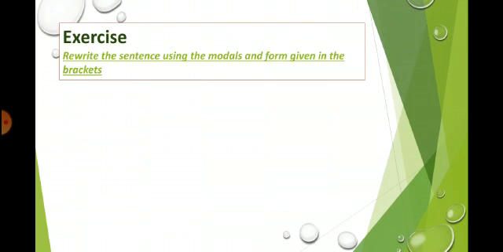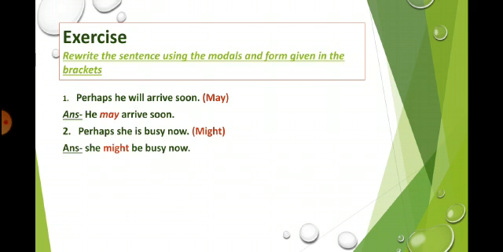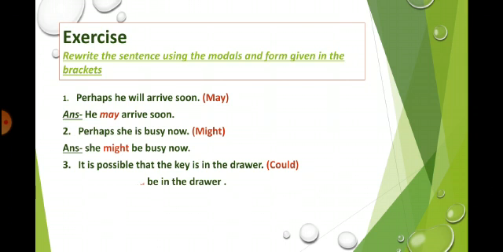Here are some questions where you have to rewrite the sentence using the modal forms given in the brackets. First question, perhaps he will arrive soon. Here the modal verb given is may. So the answer will be he may arrive soon. Might. Perhaps she is busy now. She might be busy now. Could. It is possible that the key is in the drawer. The key could be in the drawer.